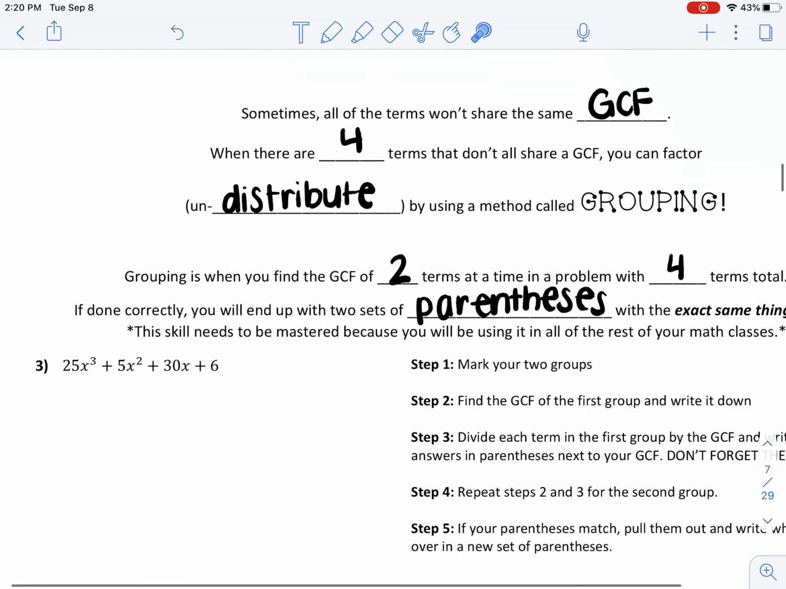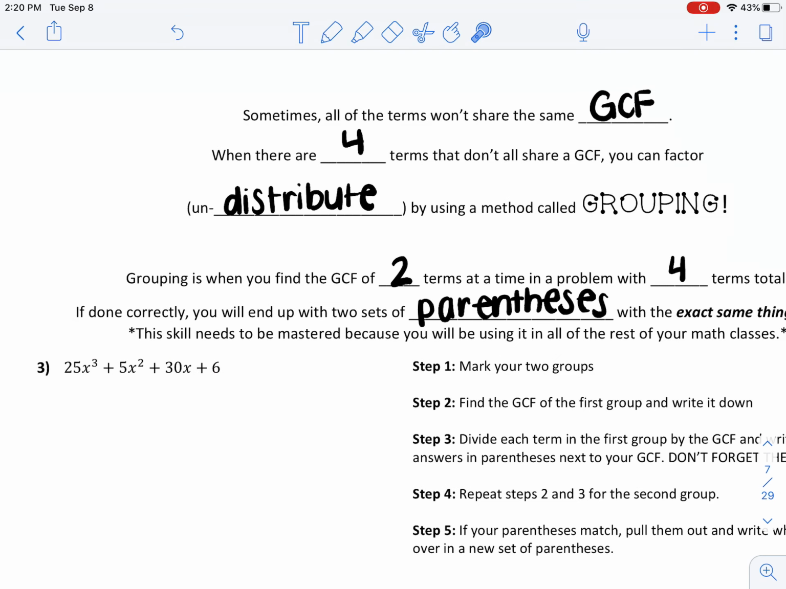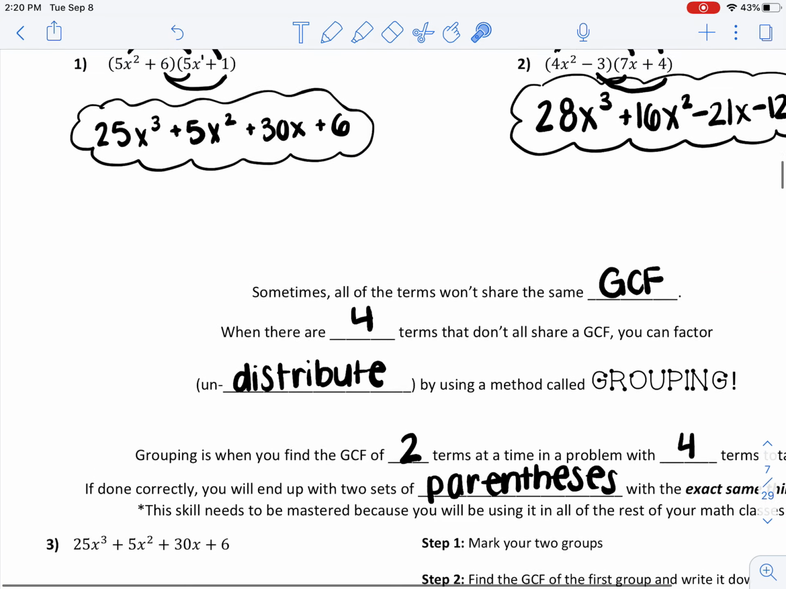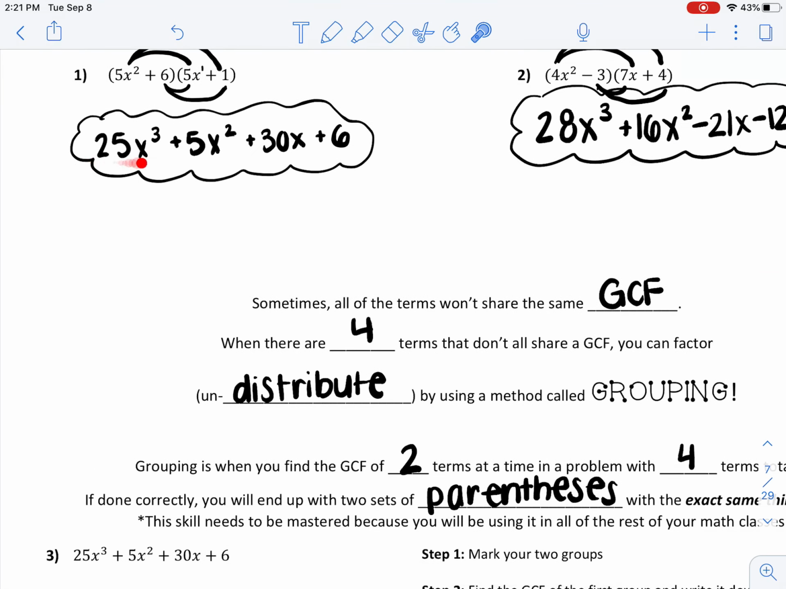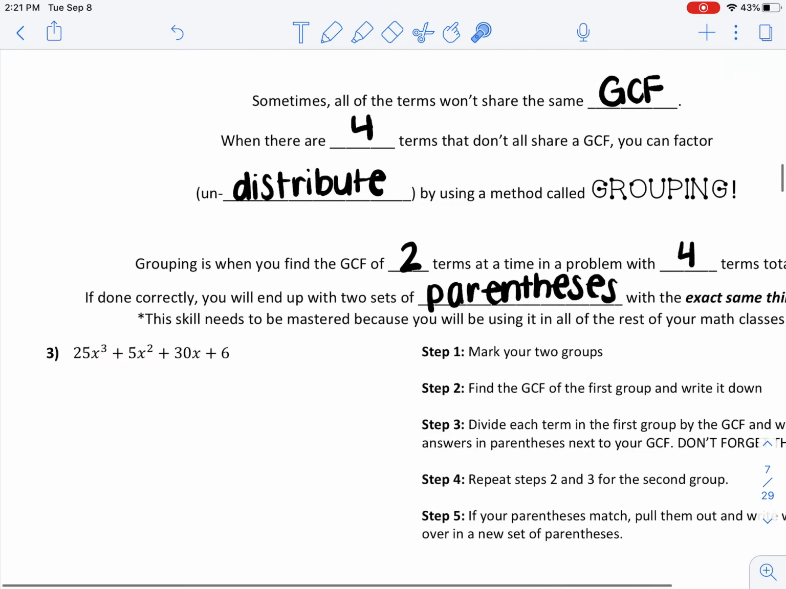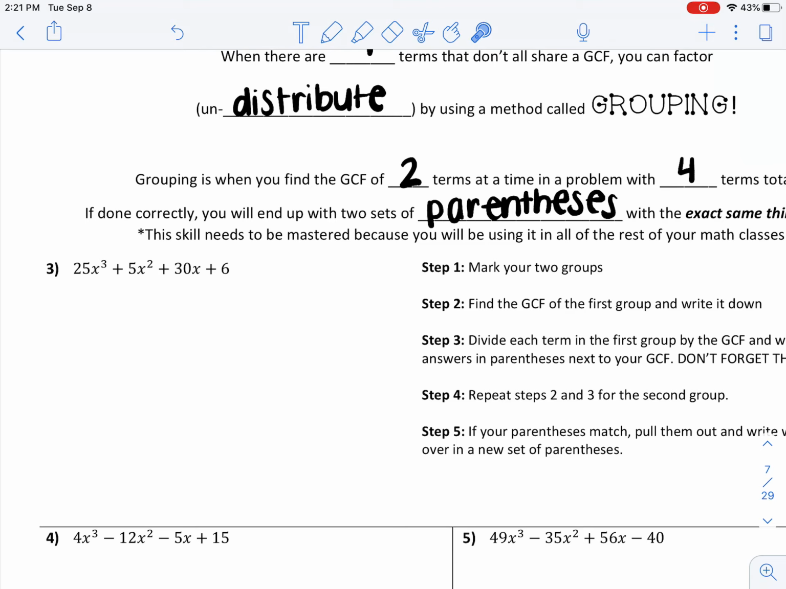So again, if you look at this question is what we started with, or is what we ended with in number 1. So the answer we got in number 1 is what we're starting with in number 3. So that means when I undistribute, I need my answer to number 3 to be what we started with in number 1. So we already know the answer to number 3 is going to be 5x squared plus 6 times 5x plus 1. So let's follow the steps in order to get that.